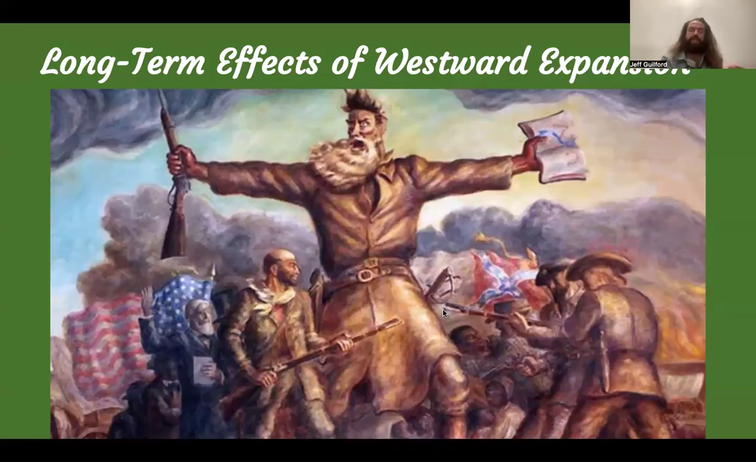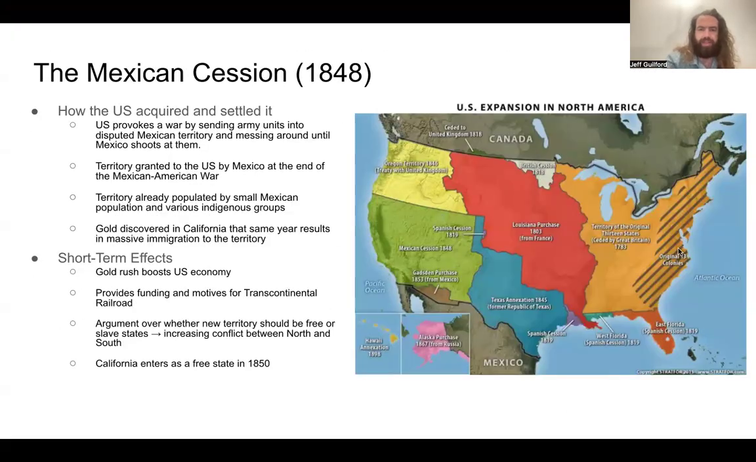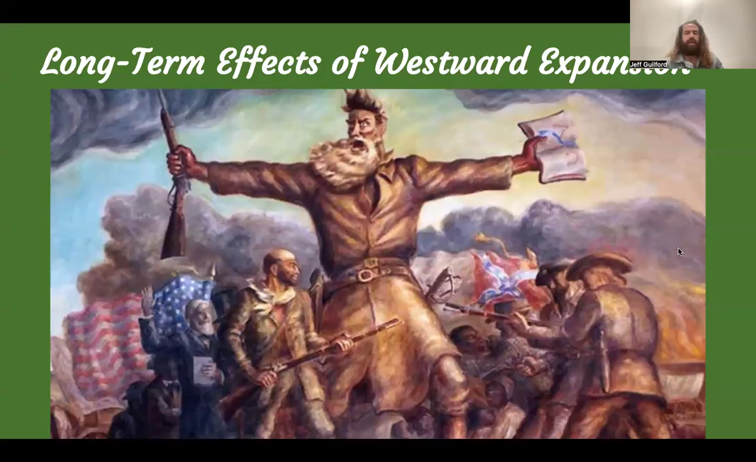Okay, so that's all the territories. We covered all the big ones, and now let's talk about the long-term effects of all of this. So anyway, conflict is going to be a big one. This guy, John Brown, we'll talk about him later, but we can see that westward expansion is going to serve as kind of the flashpoint or the catalyst for the coming conflict between the North and the South that is eventually going to break out into the Civil War.